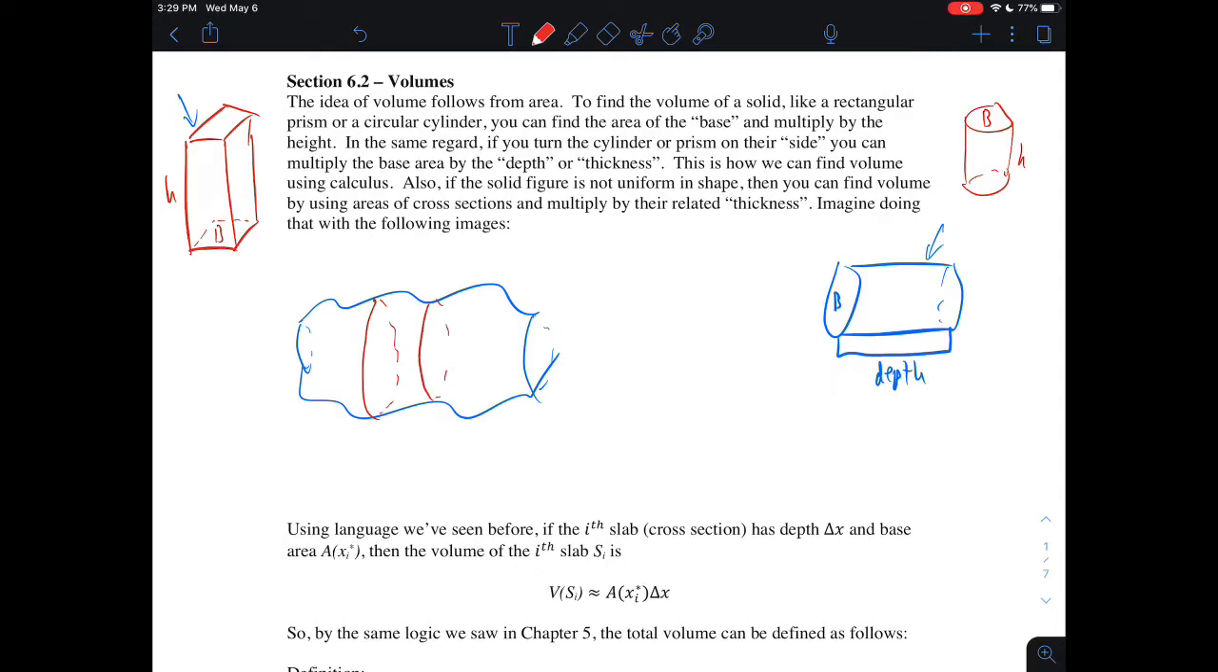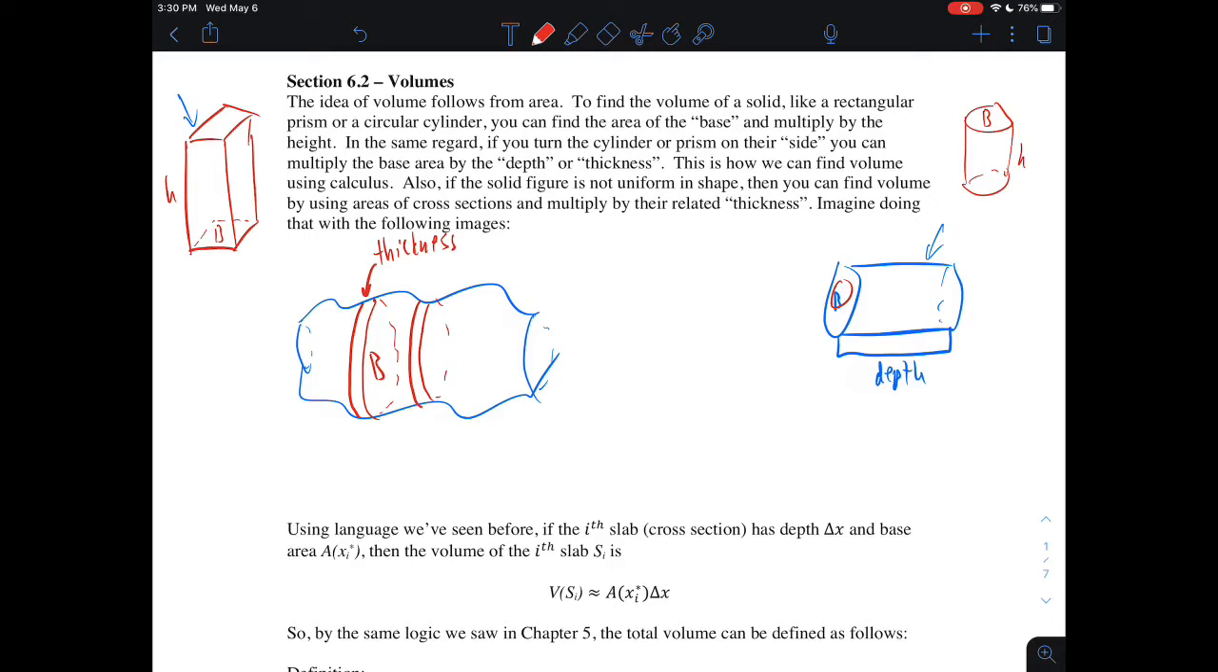The idea is each cross section has its own base area, and then you can multiply by a particular thickness. So if you had some thick piece there and you just sliced it off, you could find the volume of that part. And then you could do the same thing with somewhere else in the image. So the idea of thickness is just how thick this section would be. And for these cross sections, we again have this idea of a base area.